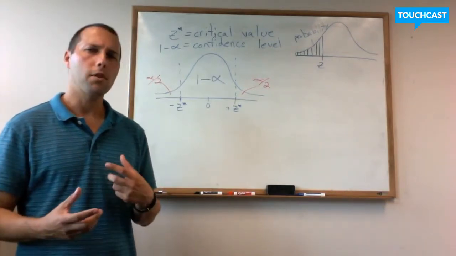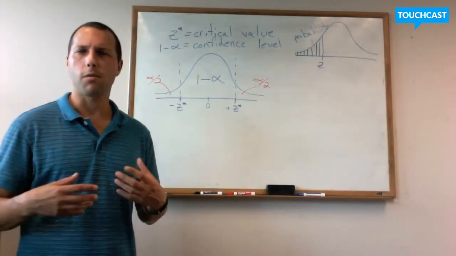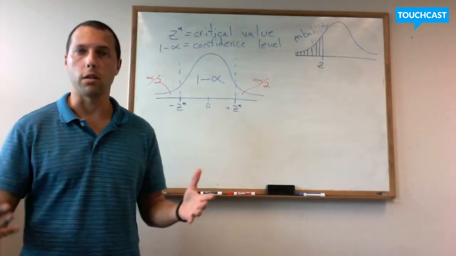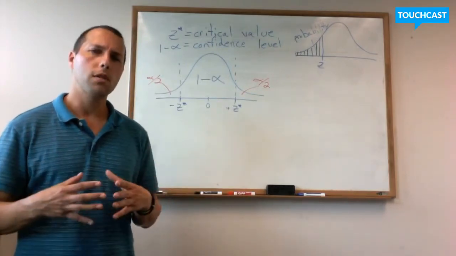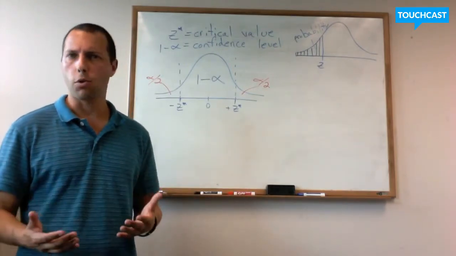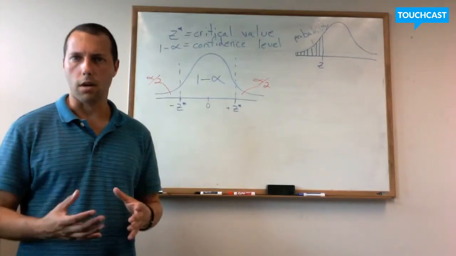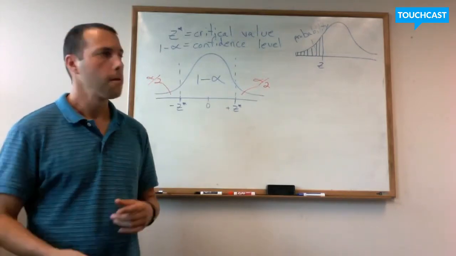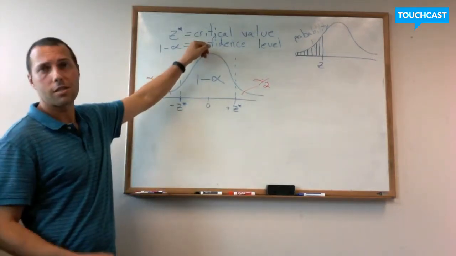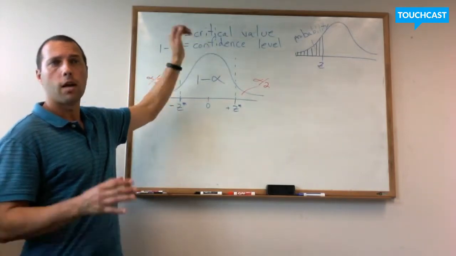Sigma is a population parameter, and so that's something that would have to be given to you or really well known. So the only component that you don't know how to get at this point in time is Z star, which is the critical value. So talking about notation, Z star is the critical value.